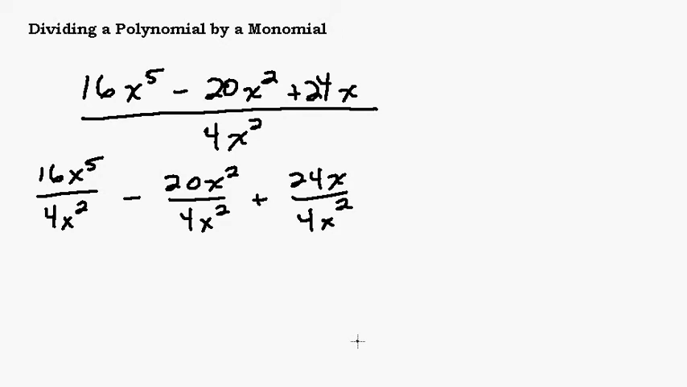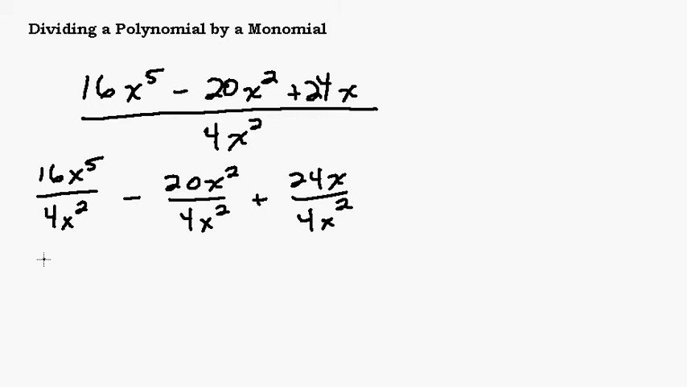What'd that take? 20 seconds? I don't know. I didn't time myself. That will avoid making little mistakes, and it breaks down this problem into smaller problems that you can just chew one bite at a time here. So here we go. 16x to the 5th over 4x squared.